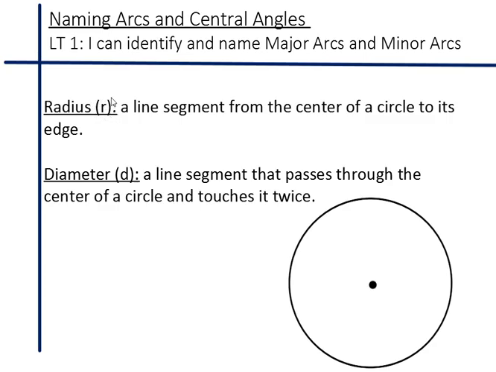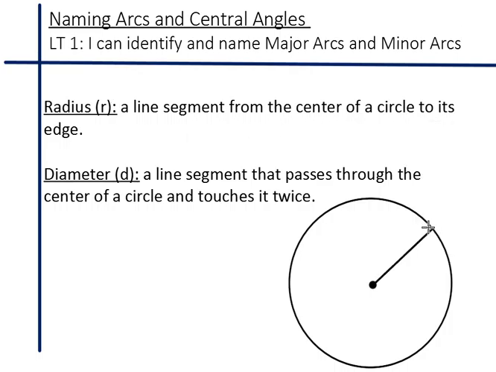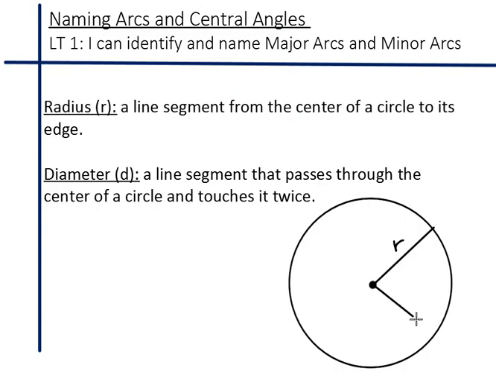Radius is always represented by a little lowercase r. It's a line segment from the center of a circle to its edge. So this line right here would be the radius. You can draw a radius in many different ways. I can draw a radius going in any direction as long as it starts at the center of the circle and ends at the edge of the circle.